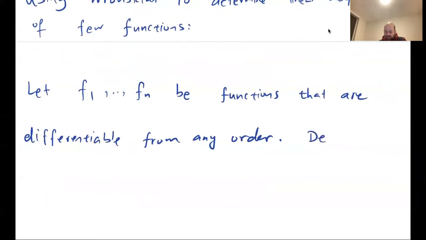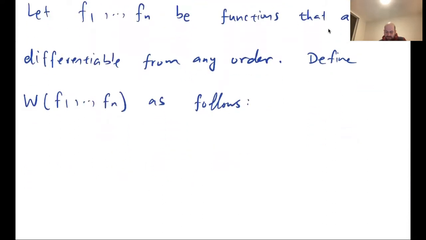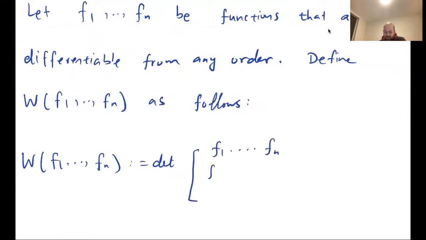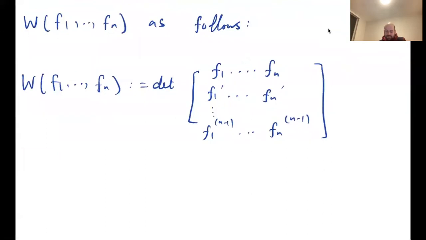Then we can define the Wronskian of these functions f1 to fn as follows. So W of f1 to fn, we define it as the determinant of f1 to fn, f1 prime to fn prime, and all the way to the f1 (n minus 1) derivative to the fn (n minus 1) derivative.